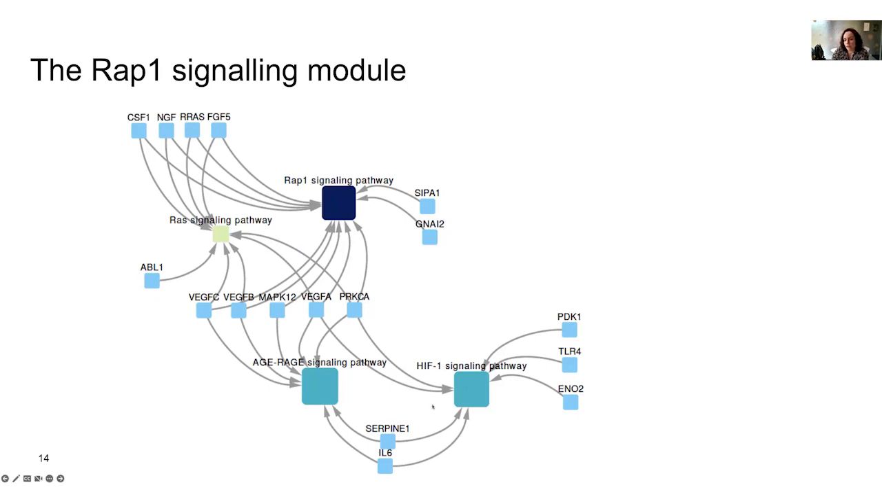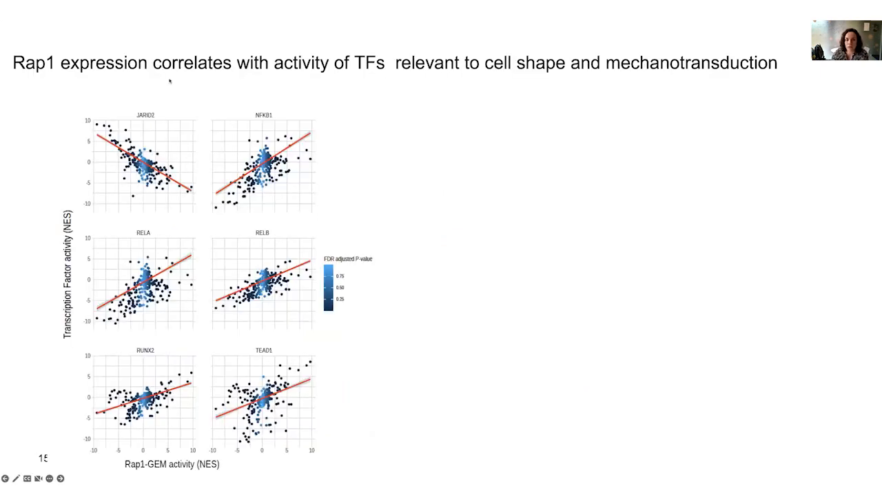And we said, okay, we found this. Is it actually important? Is it actually relevant for cell shape regulation beyond these 13 cell lines that we identified? And to do that, we correlated the activity of the transcription factors that we know are relevant to cell shape. And here you see a few of them with the RAP1 expression across 86 cell lines this time, for which we didn't have imaging data, but we had RNA-seq data. And you can see they are all positively correlated with all of these transcription factors. And this guy is a transcription factor that negatively regulates NF-kappa B. And so that's why it has a negative correlation.